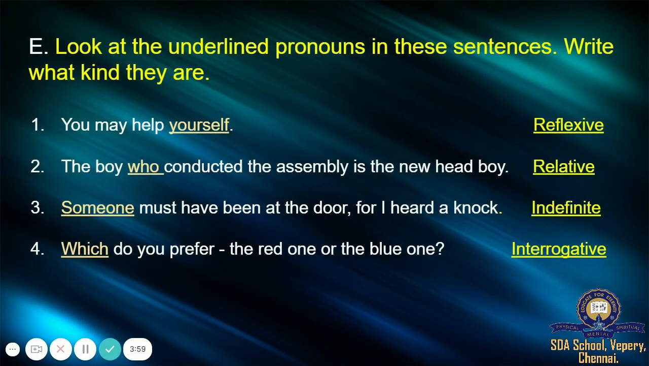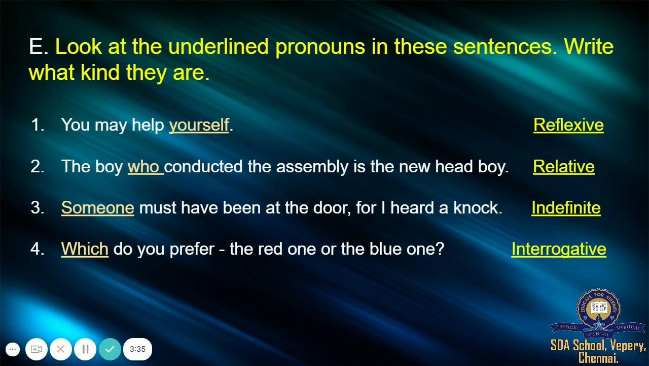Look at the underlined pronouns in these sentences. Write what kind they are. You may help yourself. Reflexive pronoun. The boy who conducted the assembly is the new head boy. Relative pronoun.